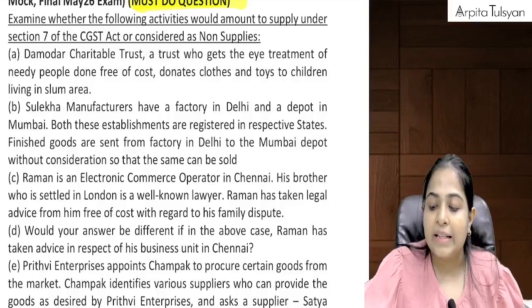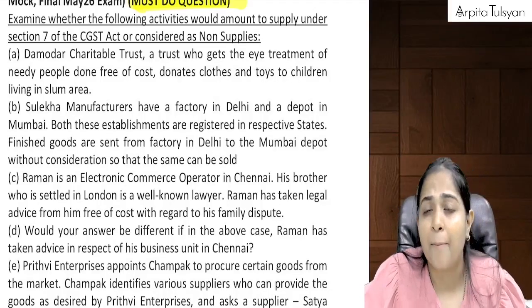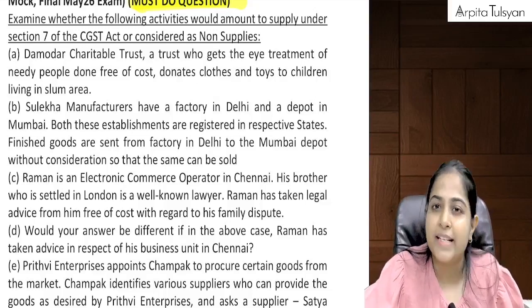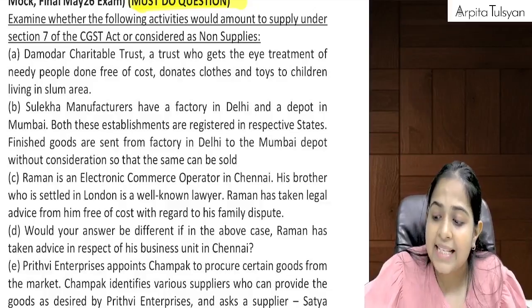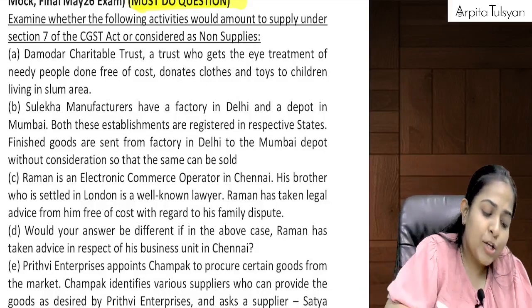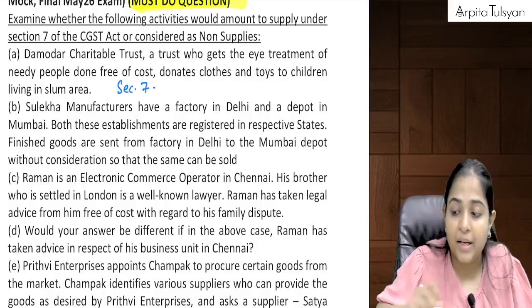First one, Damodar Charitable Trust, a trust who gets the eye treatment of needy people done free of cost, donates clothes and toys to children living in slum area. So there is a charitable trust who is donating clothes and toys to children living in slum area. Can we say this does not amount to supply? Why does it not amount to supply? First of all, there is no consideration involved, and secondly, it is not in the course or furtherance of business. So this will not be considered as a supply as per section 7.